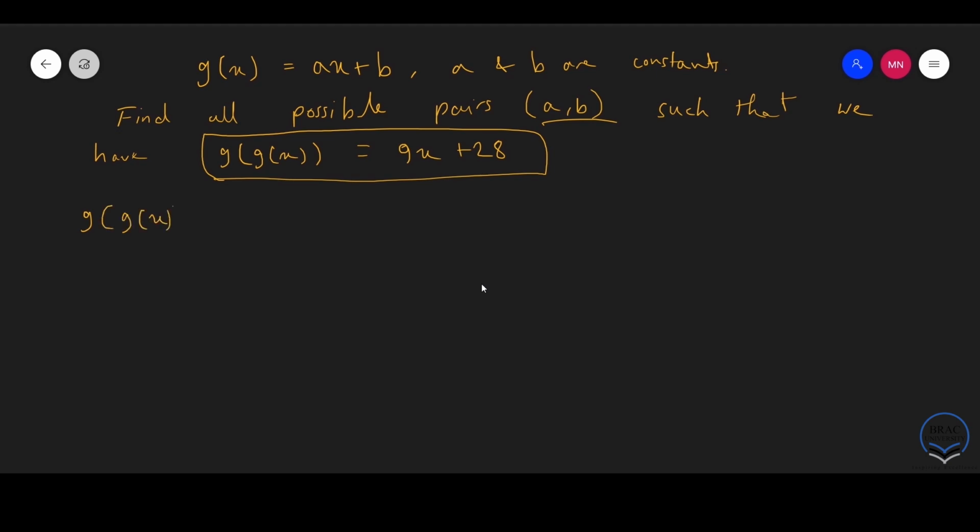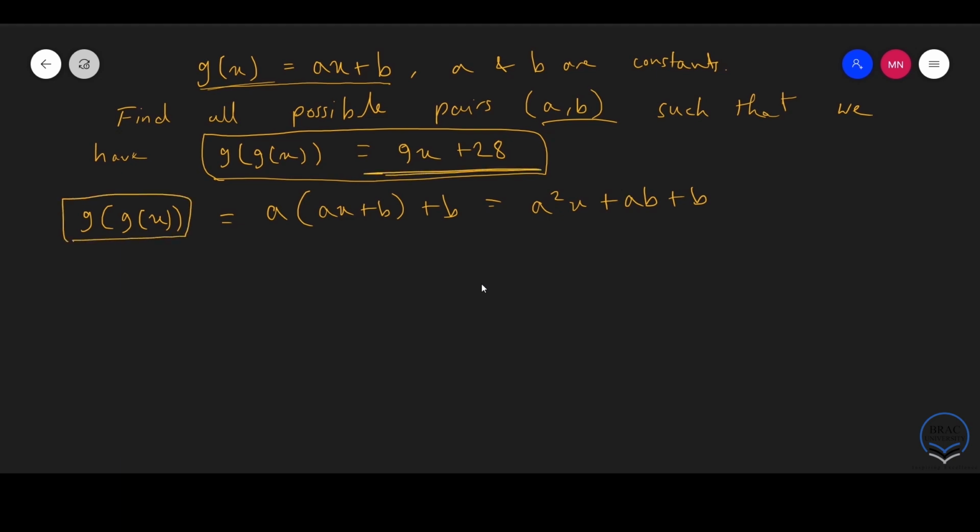We have g of g of x, and this is equal to a times (ax plus b) plus b. So we just substituted the function g of x into the function itself again, and this gives us a squared x plus ab plus b. And we know what g of g of x is equal to. It should be equal to 9x plus 28. So we have a squared x plus ab plus b is equal to 9x plus 28.